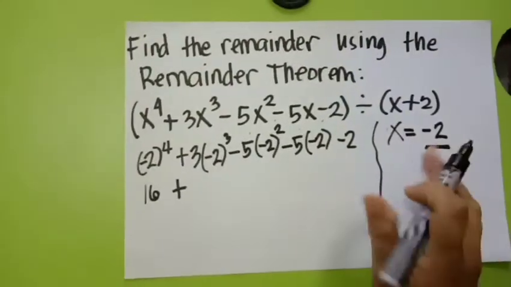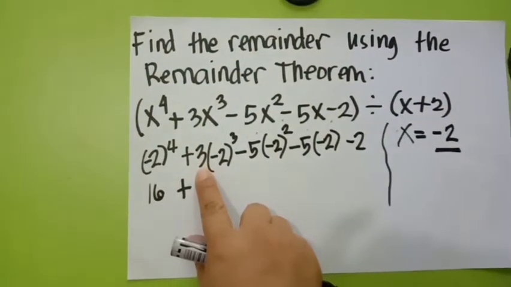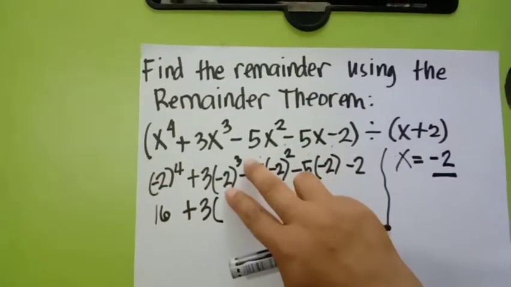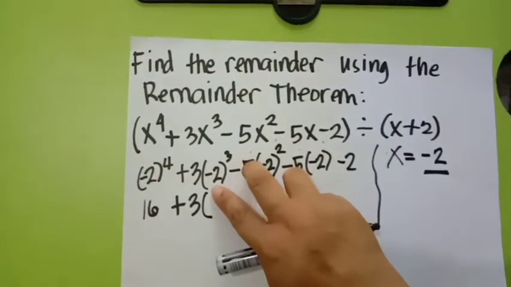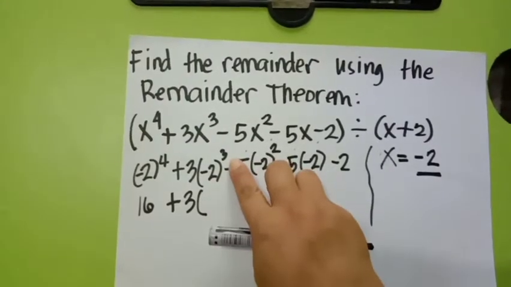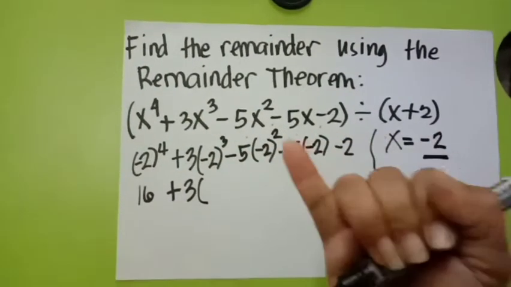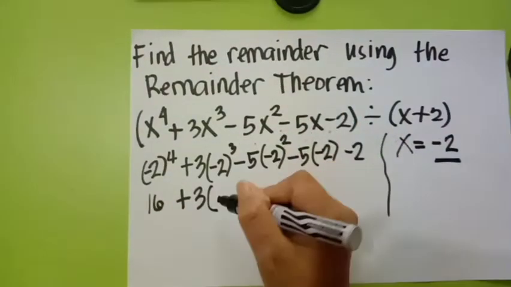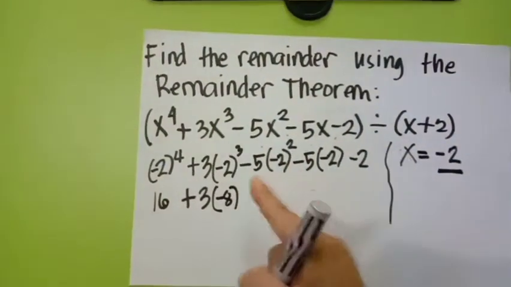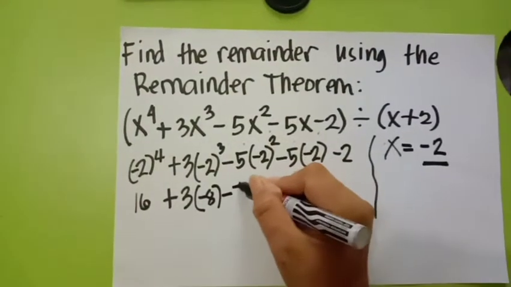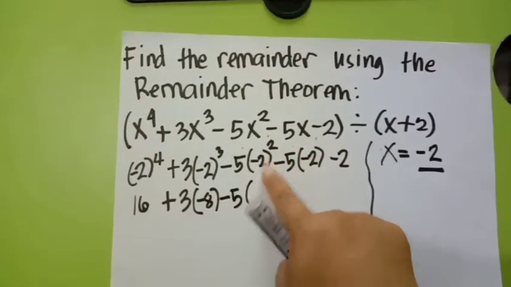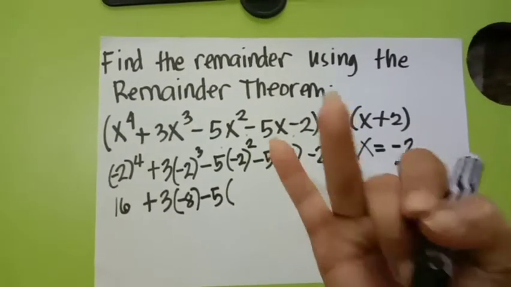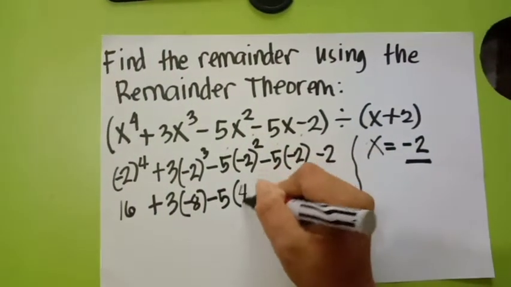So, para hindi kayo malito, i-bring down muna natin itong 3 na ito. Bring down 3, then negative 2 raised to 3. Solve negative 2 raised to 3. Negative 2 raised to 3, tatlong negative 2. Negative 2 times negative 2, positive 4. Times negative 2, negative 8. Then, minus 5. So, bring down minus 5. Then, negative 2 raised to 2. Dalawang negative 2. Negative 2 times negative 2, positive 4.